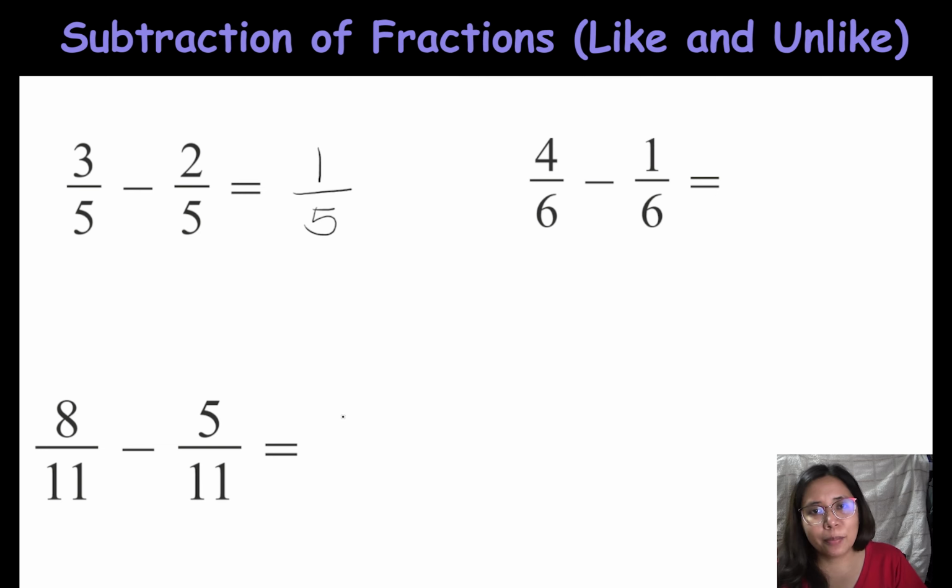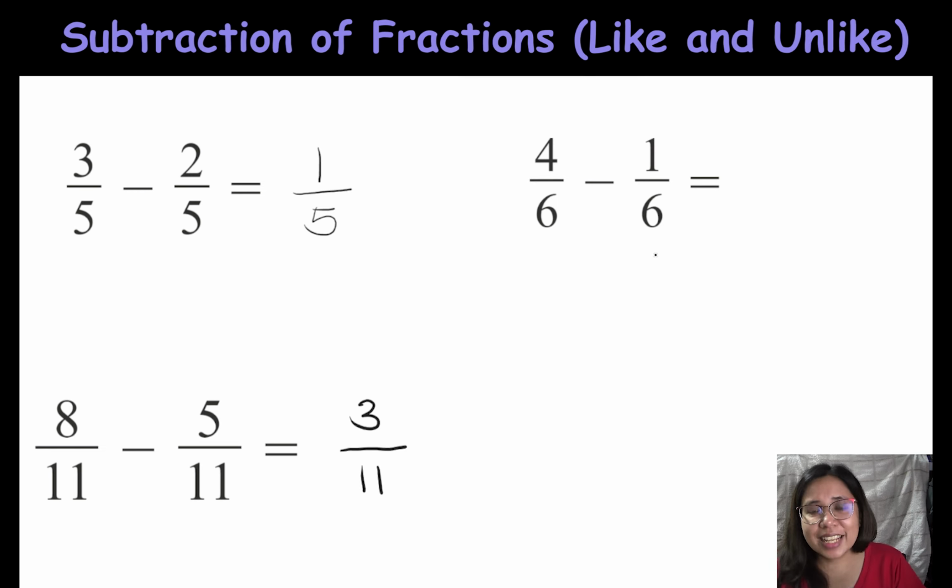So, next example, we have 8 over 11 minus 5 over 11. So, again, kokopyahin na lang natin yung ating denominator dahil hindi na natin gagalawin yan. Okay? And we will just subtract yung ating numerator. So, 8 minus 5 is 3. 8 over 11 minus 5 over 11 is 3 over 11.